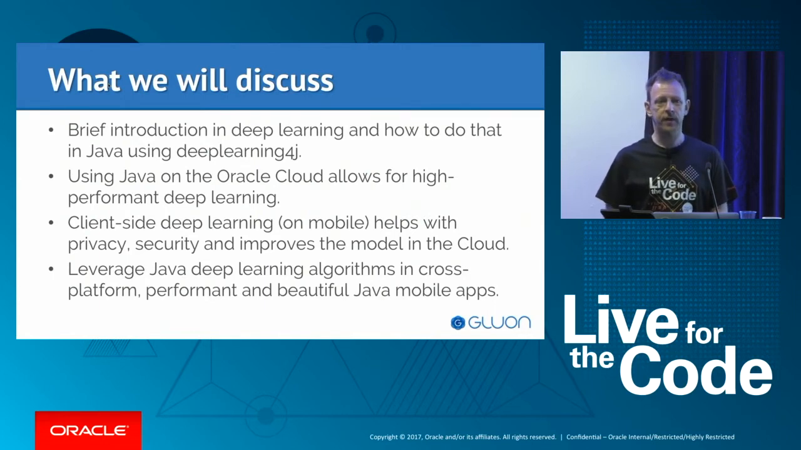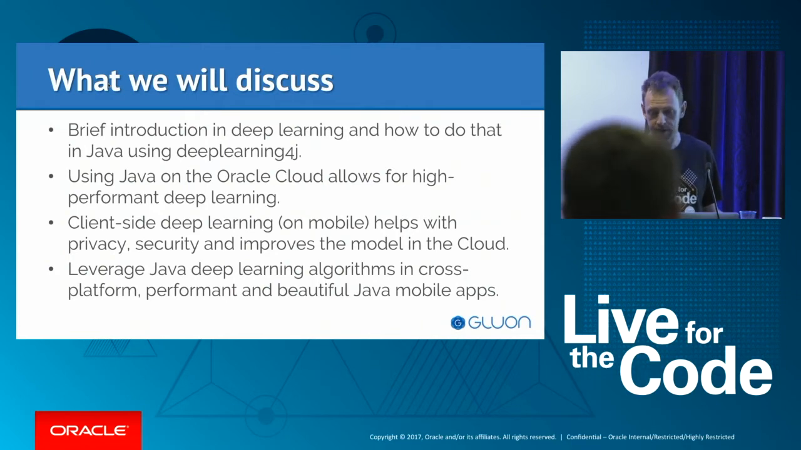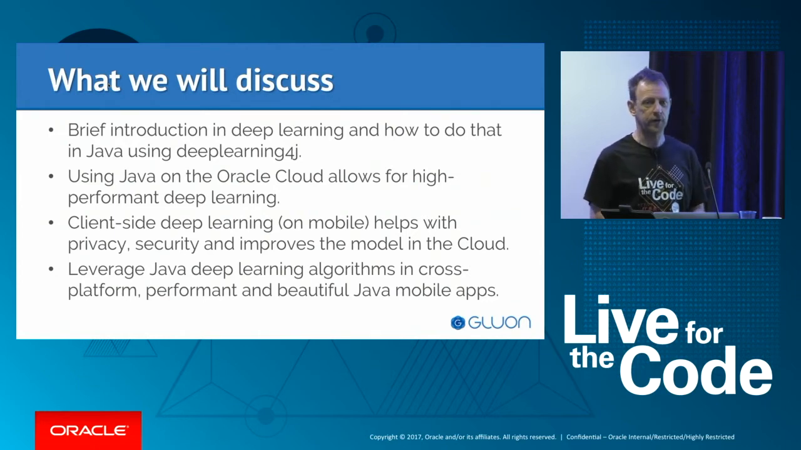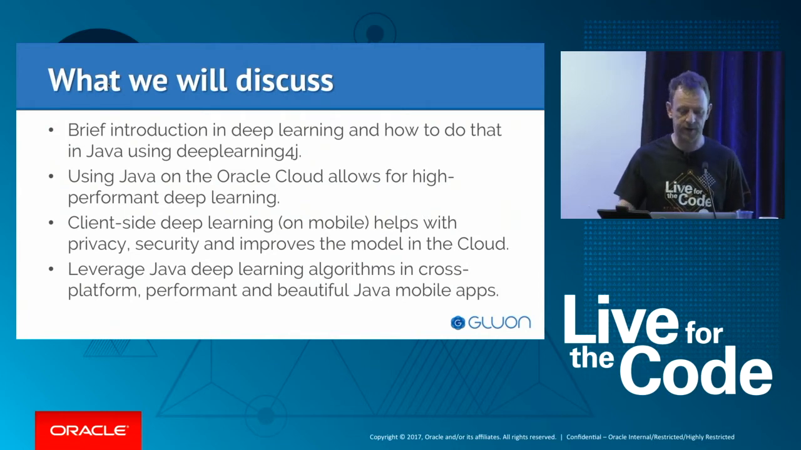So what we will talk about today is, first of all, what is deep learning and why is it important, and it's a very hot topic these days. How can you use Java and Java on Oracle Cloud in order to get to high-performance deep learning? How does that then apply to client-side deep learning? Why do we need deep learning and AI on the client? And how can that then still improve the general model, the neural network in the cloud? And we will show how you can leverage the Java deep learning algorithms and create cross-platform applications for mobile applications written in Java. And you can run them on iOS and Android.